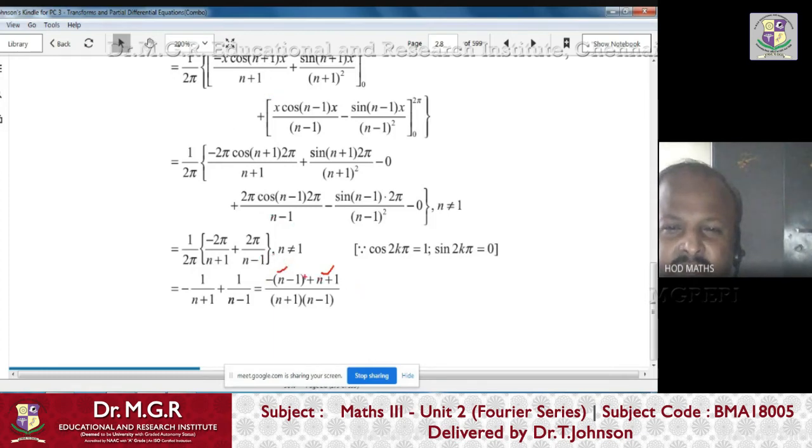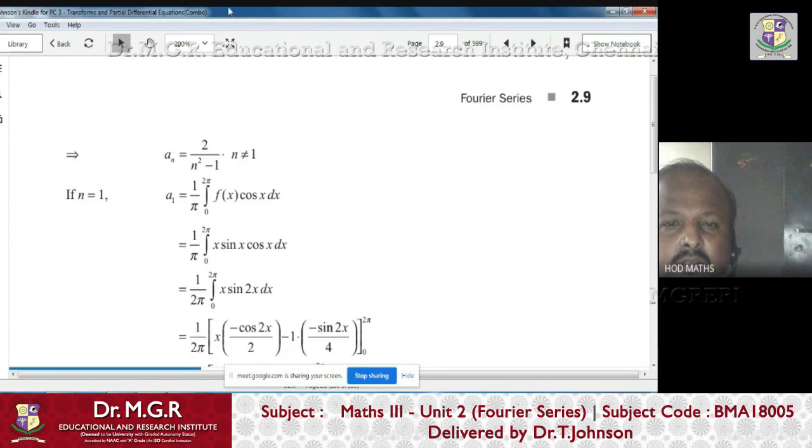So this becomes 1 plus 1, 2, and this is the (a plus b)(a minus b) formula. So it is n square minus 1, and then this minus n and this plus n cancel out each other. So we have an as a representation like this.